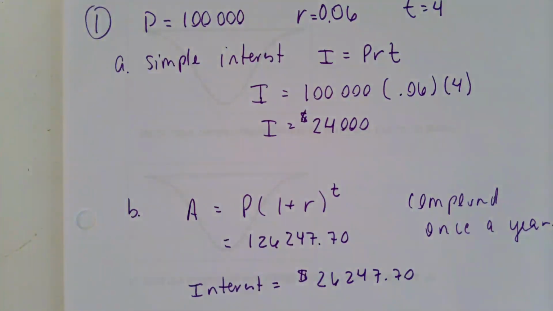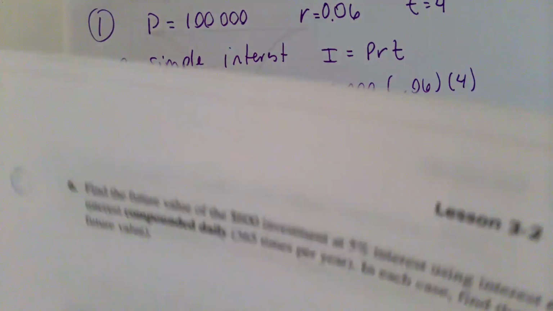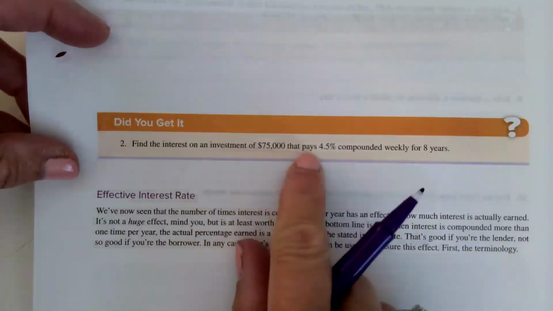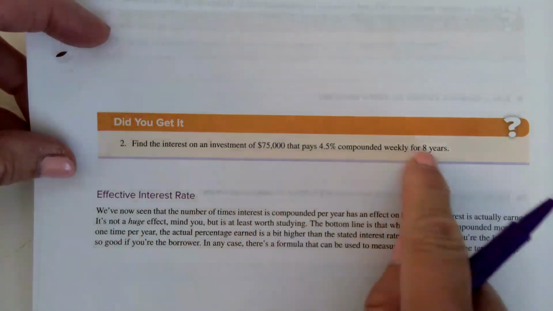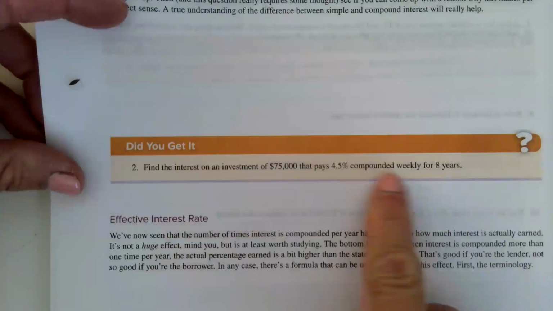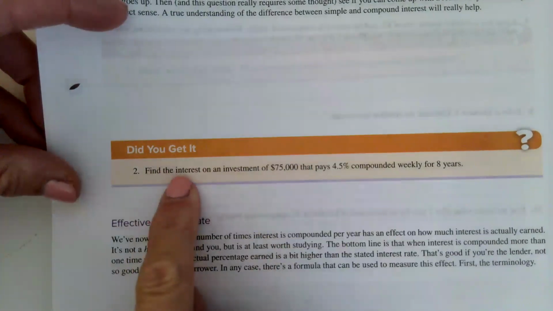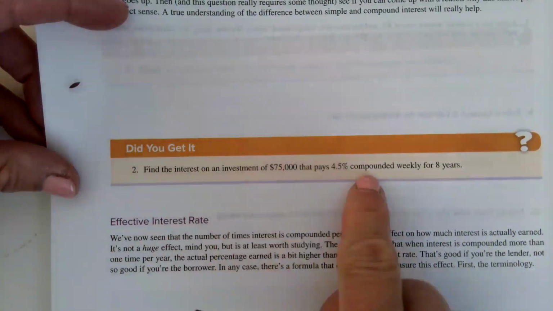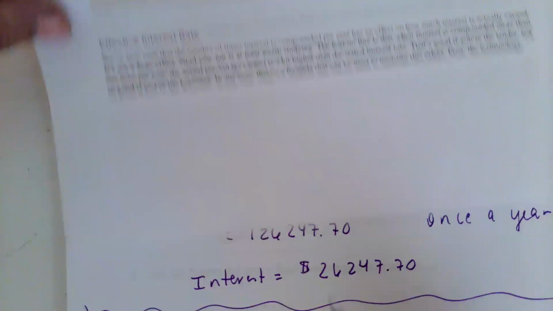Okay. So let's look at, did you get it, number 2? Did you get it? Number 2 says, find the interest on an investment of $75,000 that pays 4.5% compounded weekly for 8 years. So remember, whenever you're doing compounding and you want to find the interest, there's no way to just calculate the interest with a formula. You must always find the future value and then subtract away the original investment.